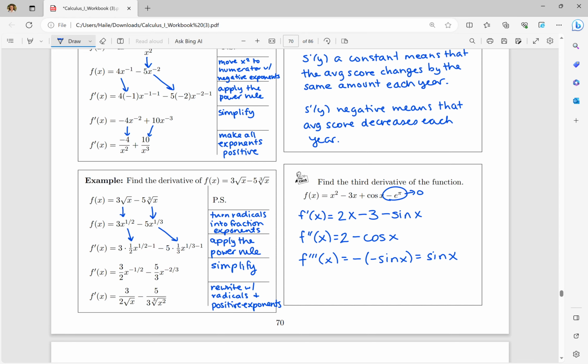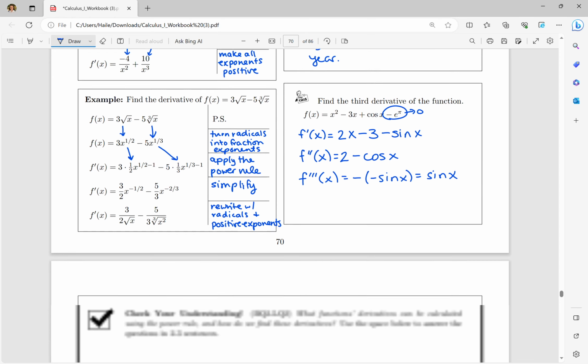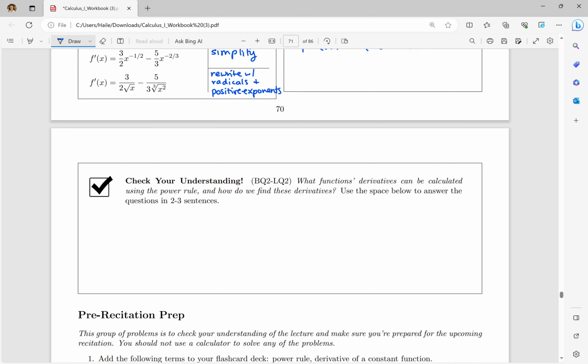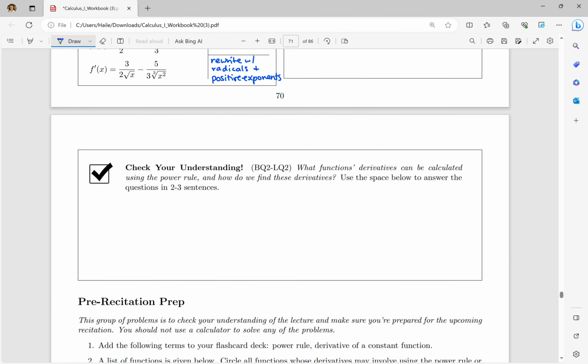Okay, so that's some practice with some higher order derivatives. So actually that's it for lesson 8. So we did the power rule, that's about it. So just make sure you check your understanding to make sure you can answer that little question for this lesson. Other than that, that's the end of this lecture.